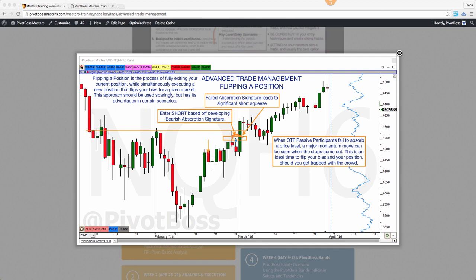Sometimes it's very apparent. So if your stops are right there with theirs and you know that it's about to get run, then this is a point where you can flip that bias and take advantage of the momentum that's coming in the opposite direction. So it's mostly on those times when you want to flip a position, it's when there's a major run on stops coming, a major run on stops. And the major means that you need to be waiting for passive participants, and more likely you'd like OTF passive participants. So when OTF passive participants fail to absorb a price level, a major momentum move can be seen when the stops come out. This is an ideal time to flip your bias and your position should you get trapped with the crowd.